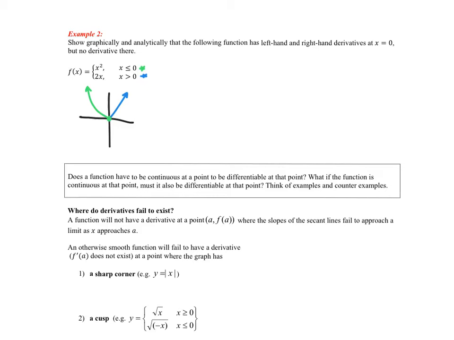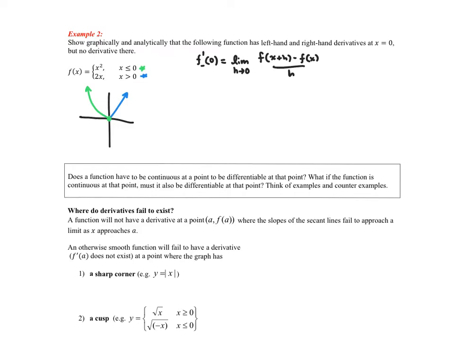So we're going to use limits to show that the function has a left-hand and right-hand derivative at x equals 0, but no derivative at 0. Okay, so let's work that a little bit. So let's find the derivative coming from the left of 0. That'll equal the limit as h approaches 0 of f of x plus h minus f of x all over h.